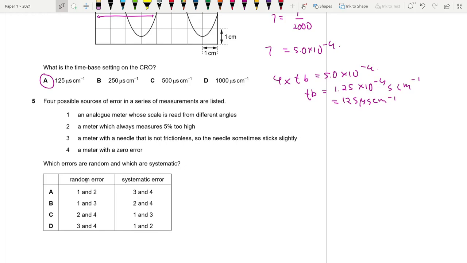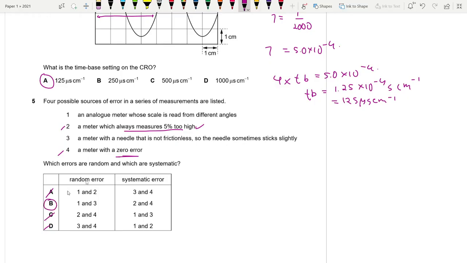which are random and which are systematic. Okay, so remember that if the error is always above or below the true value, it's a systematic error. Like this, check this. It's always 5% high. And zero error is also a systematic error. You should know this, okay? You need to know this. So 2 and 4 are systematic for sure, so our answer is B.